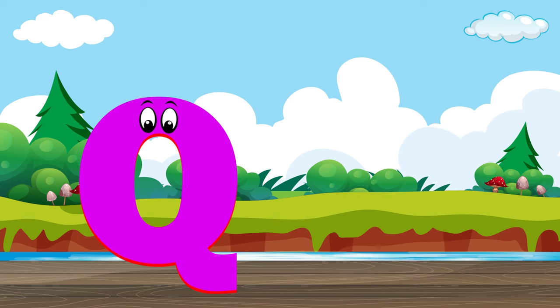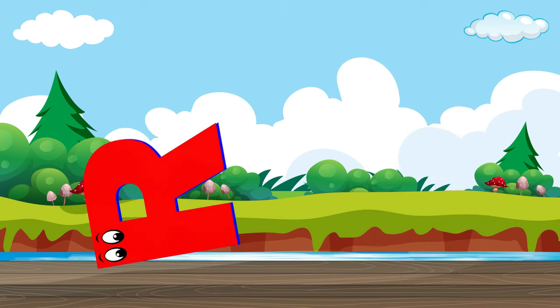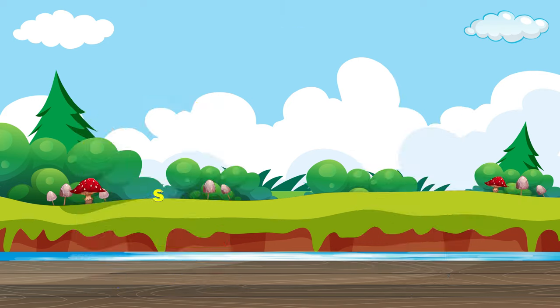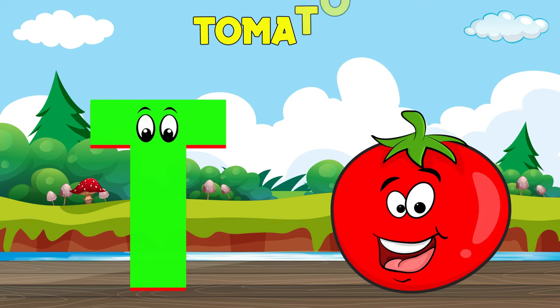Q is for quince. R is for raspberries. S is for sapodilla. T is for tomato.